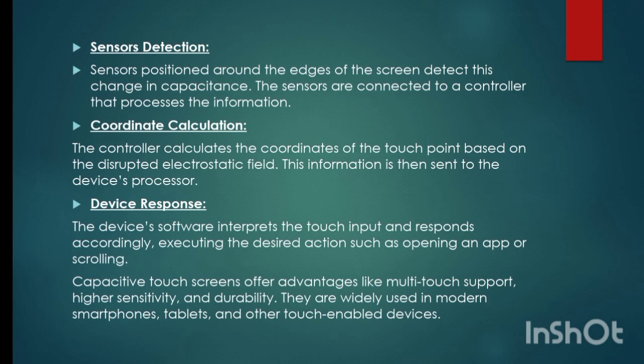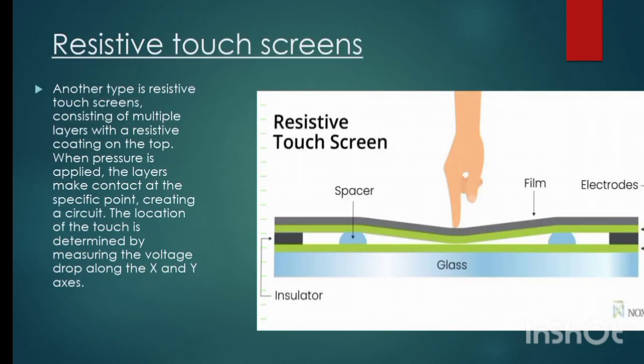Number six, device response. The device software interprets the touch input and responds accordingly, executing the desired action such as opening an app or scrolling. Capacitive type touch screens offer advantages like multi-touch support, higher sensitivity, and durability. They are widely used in modern smartphones, tablets, and other touch enabled devices.